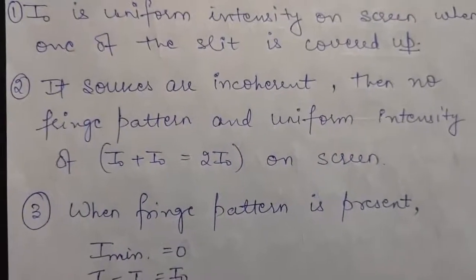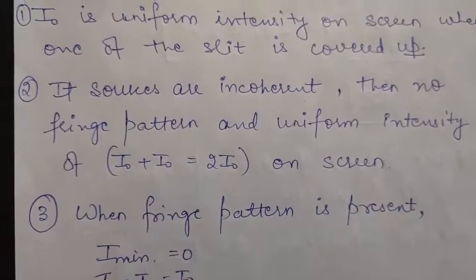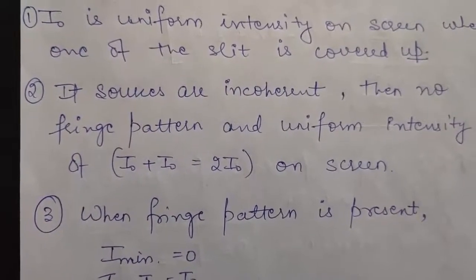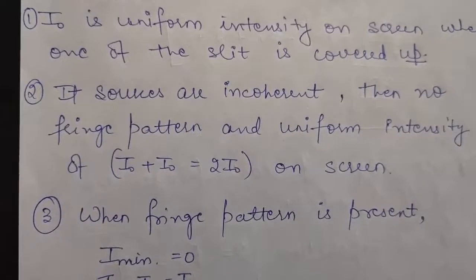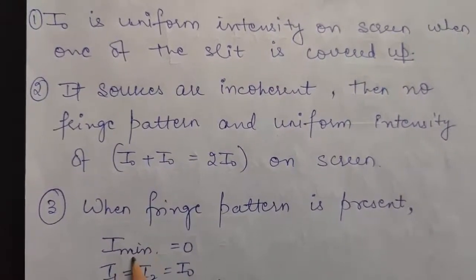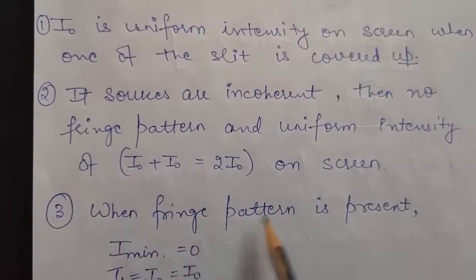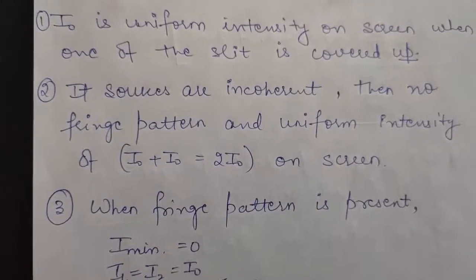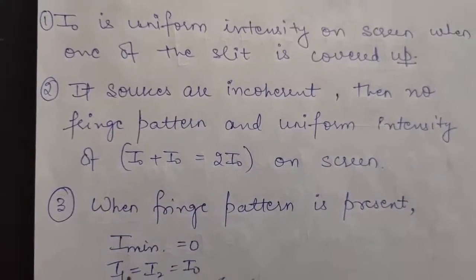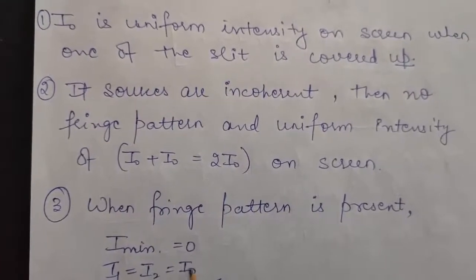Now for the third point, we are saying that we have an interference pattern, that is, our two slits are there and our sources are also coherent. That means you will be getting a fringe pattern. So you can say the minimum intensity is 0 in the fringe pattern, this you know. And for that, let us suppose I1 is equal to I2 is equal to I0, that is, the intensity due to both the slits is equal to I0.